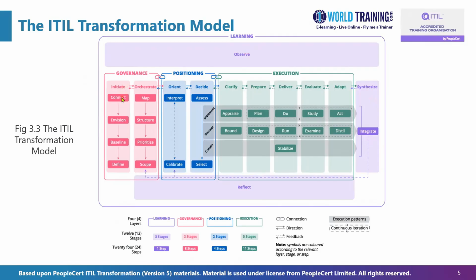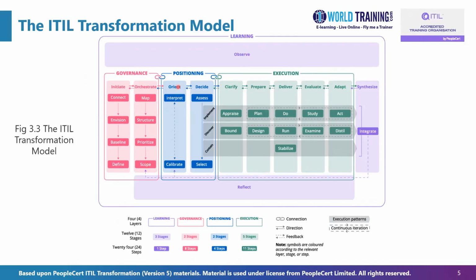within governance, there are many steps under each stage. So the initiate stage has 4 steps, such as connect, envision, baseline, and define. And similarly, there are steps under the other stages, such as the orchestrate stage in the governance layer has map, structure, prioritize, and scope. So take a look at these, reflect on these for a while.